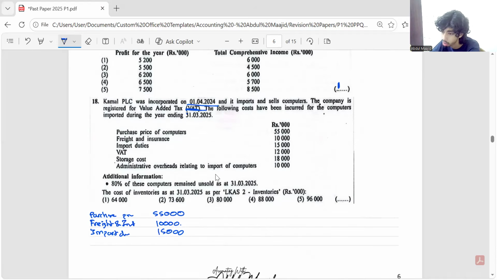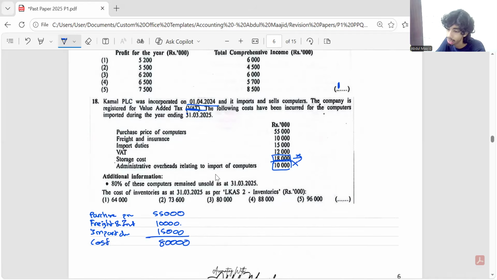Storage cost. If they just say storage cost, you will not add. Storage of raw material, you won't add it. Storage cost is an excluded cost. You won't add it. Administrative overhead to import the computer, you won't add it. Then the cost of the inventory that we purchased is 55,000 plus 10,000 plus 15,000, that is 80,000.